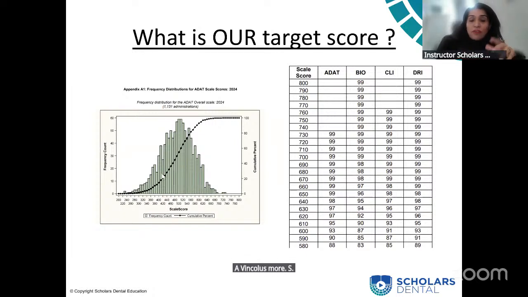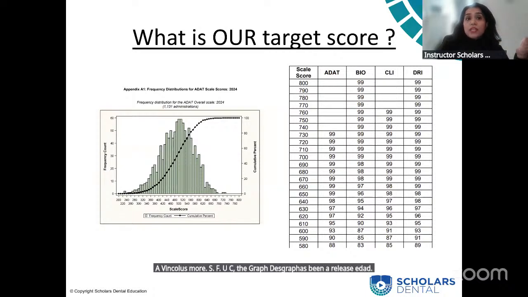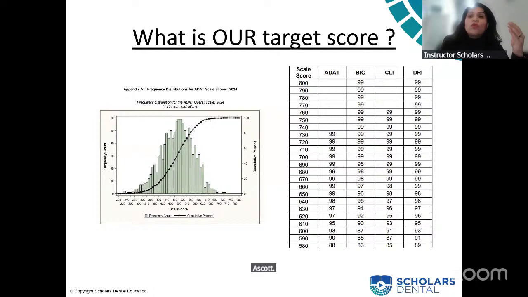If you see the graph, this graph has been released by ADAT as the overall score, and it has increased. The overall score is increasing every year. This is a chart summarized for 2024, right? If you see here, more of the people are getting 720, 680, 640, 600. People are getting 600. So I would say it's good to prepare extensively and to aim for higher scores, right?